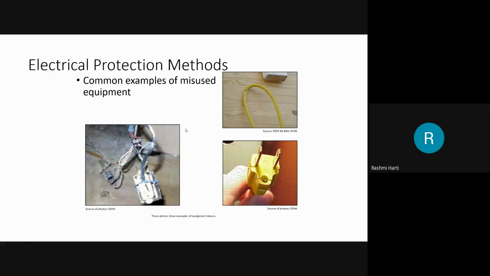Okay, then using modified cords or tools, that is ground prongs removed, or plates removed. Then using cords or tools with worn insulation or exposed wires. Okay, so that is very much wrong. So you have to see to it that these things are not to be used.